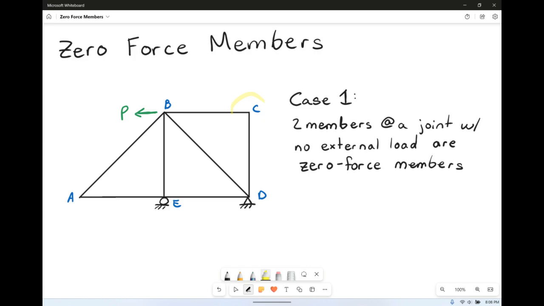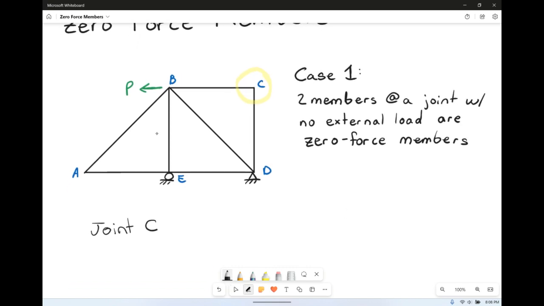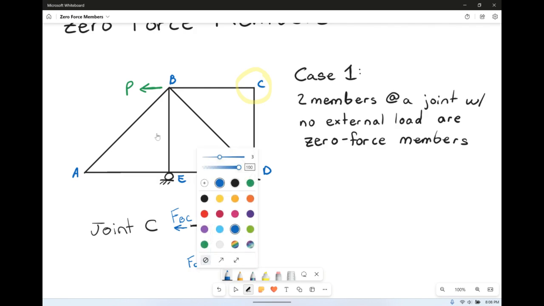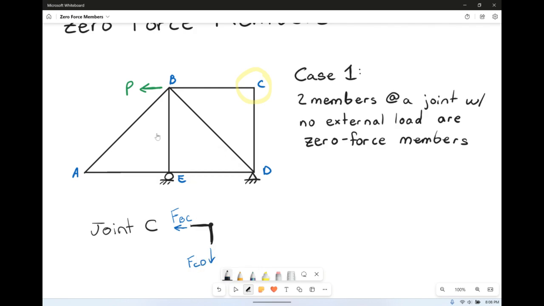So for instance, let's look at joint C. At joint C, we have a corner with no external loads. So we have a force BC horizontal and a force CD vertical. What we can do at every joint is to sum the forces in the horizontal direction and vertical direction and set them equal to 0.